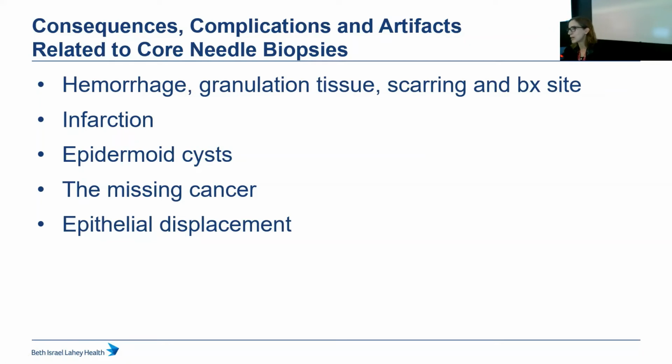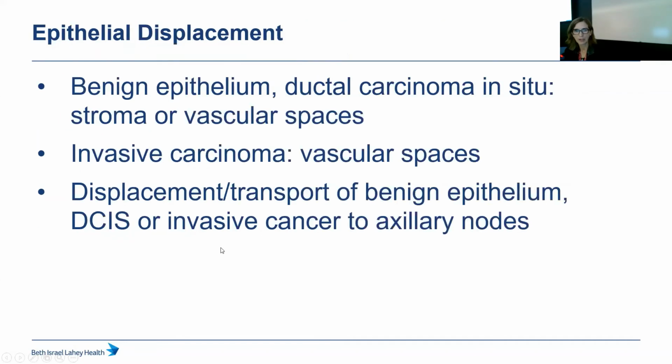They're doing more cores, they're using larger gauge needles and vacuum assistance and finding smaller and smaller cancers. So you might have that kind of consequence, which requires its own workup just to make sure it wasn't a misdiagnosis on the primary core needle biopsy. But what I want to focus on is epithelial displacement. So epithelial displacement is the finding of benign epithelium or DCIS in the stroma or vascular spaces. Or it's the finding of invasive carcinoma displaced into vascular spaces, giving you artifactual LVI, although how you can tell the difference is very challenging.